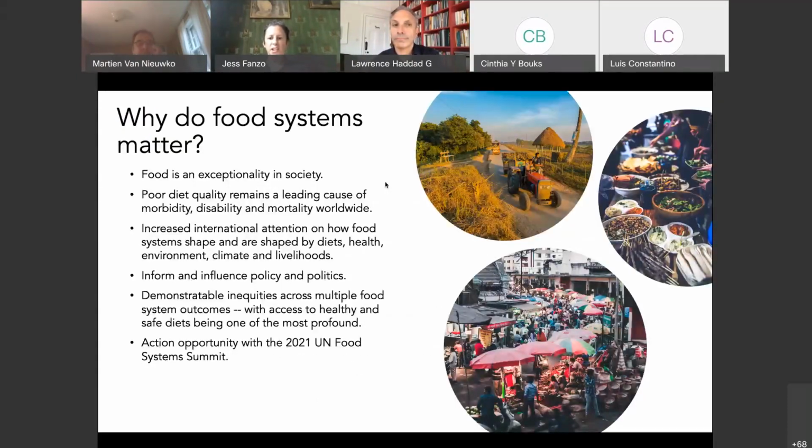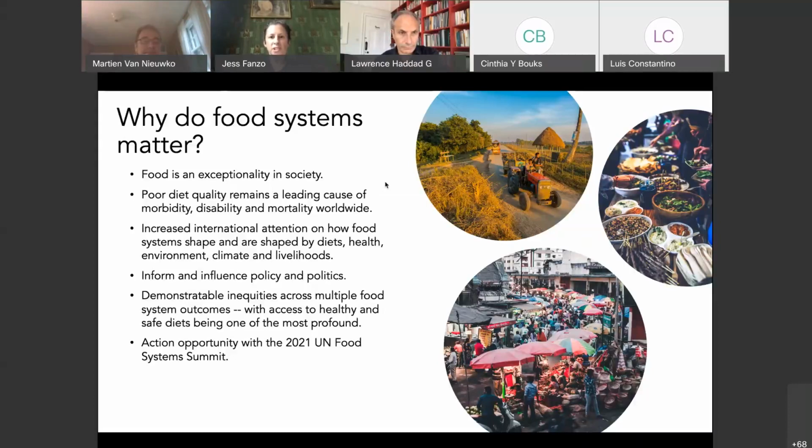So just to get us started, why do food systems matter? I mean, food is obviously an exceptionality in society. We all need it to survive, but it very much surrounds our everyday life, our culture, our traditions. But it's also so critically important for economic growth, economic equity, environmental health, and of course, the two areas that Lawrence and I are particularly interested in are human health, nutrition, and healthy diets.